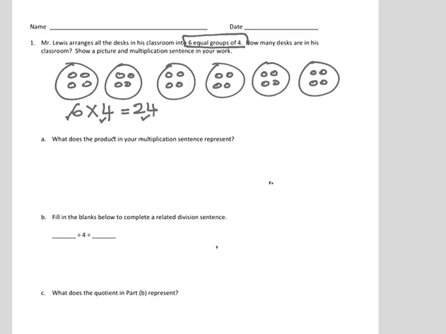So now let us do the statement. Let's restate the last question, which is, how many desks are in his classroom? There are 24, what we found, desks. That was an unknown. Now we found it. It was 24 desks in his classroom. Period. Okay. So let's move on to the next question.